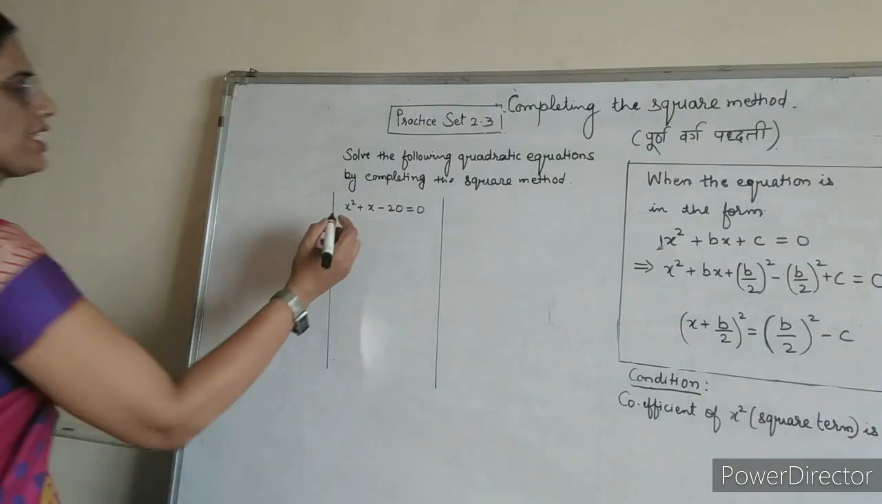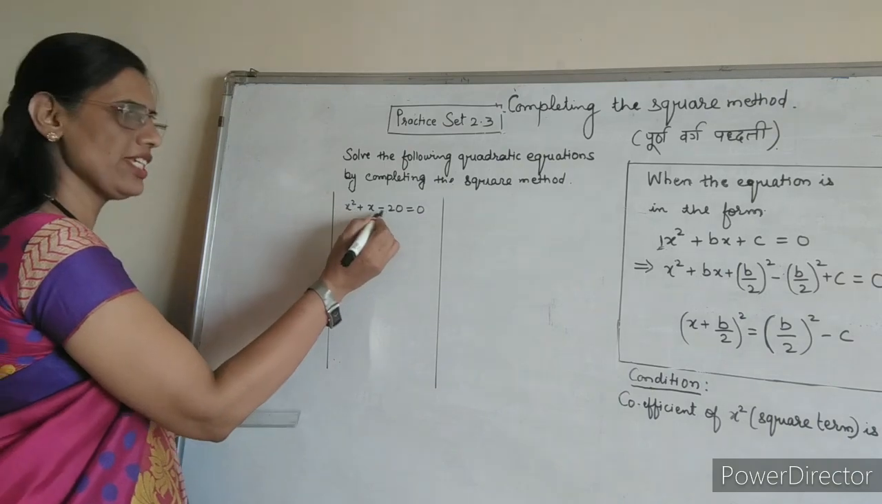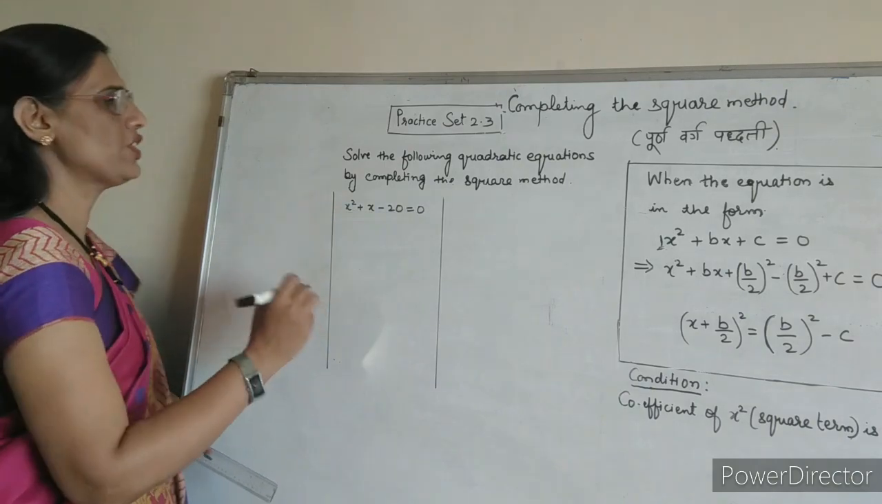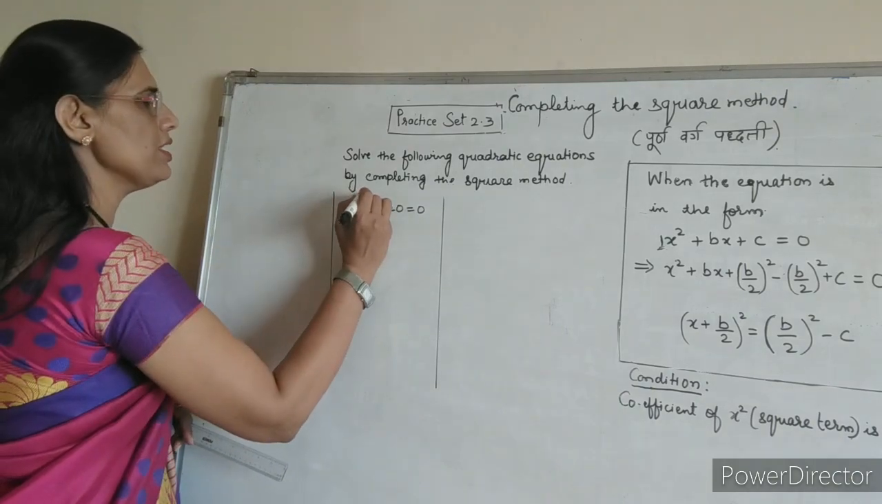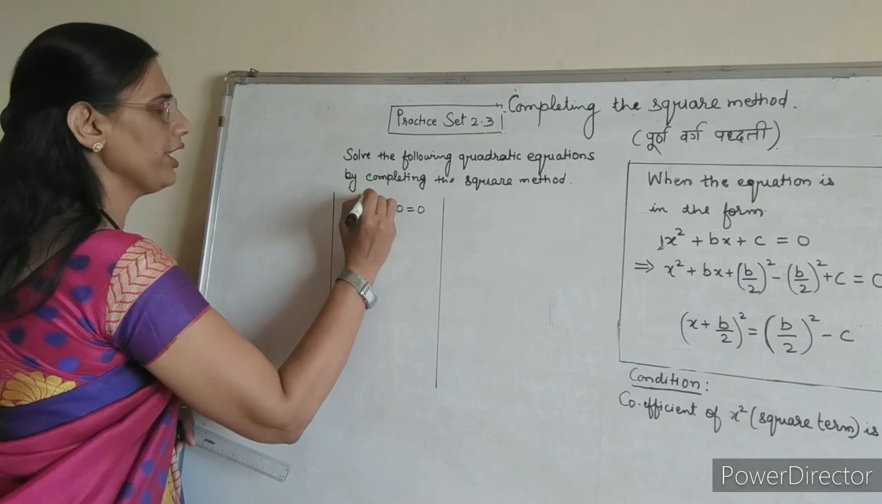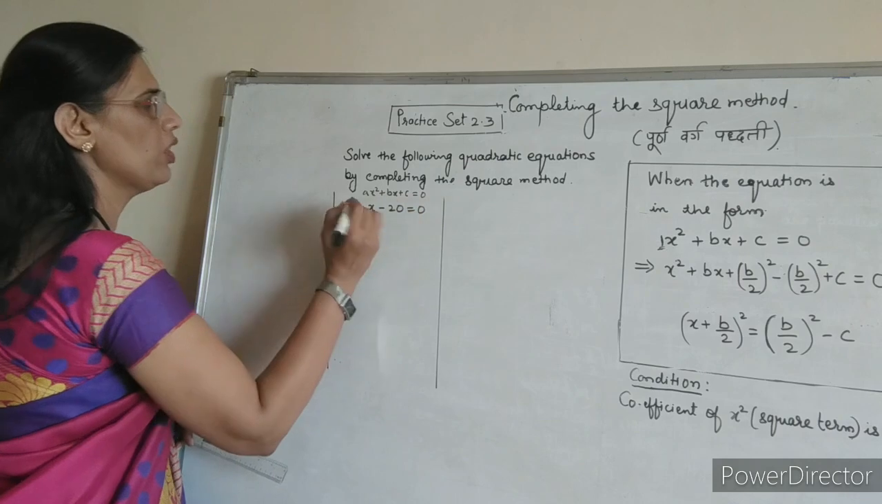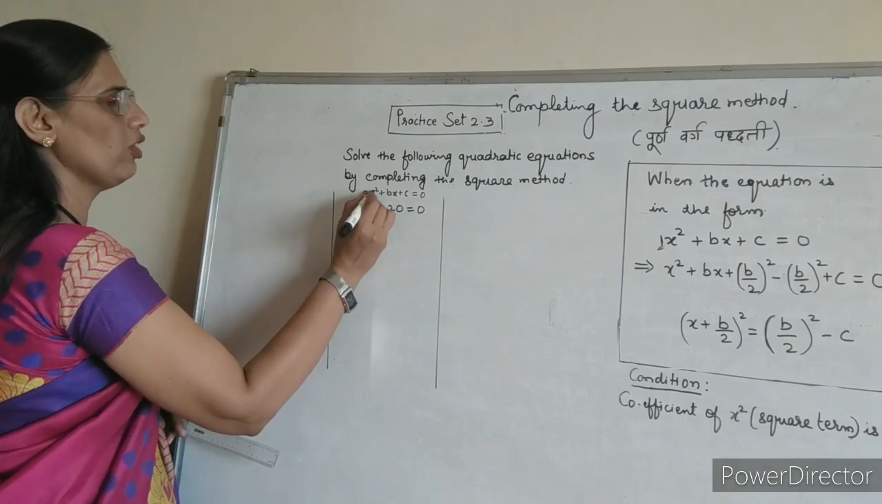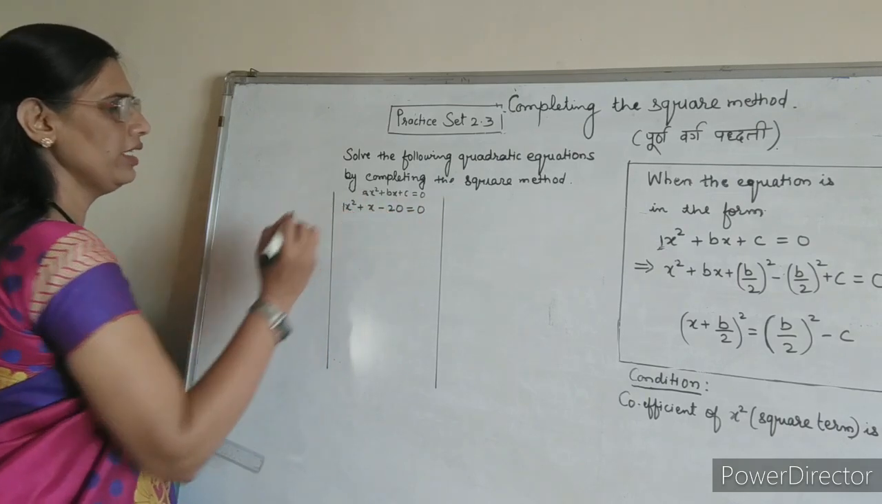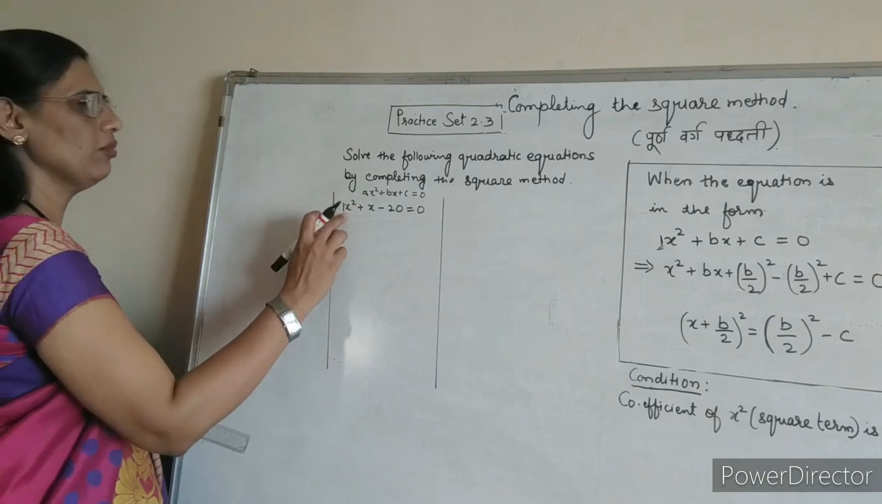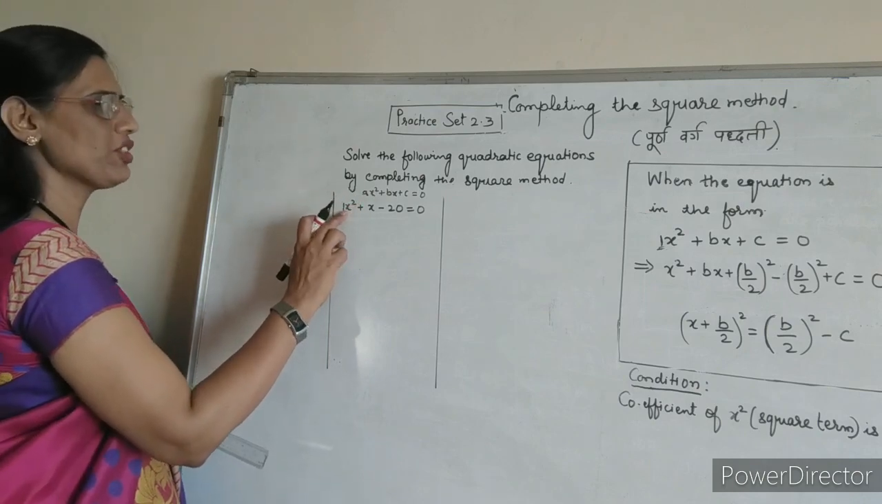Let us solve this example. The example is x square plus x minus 20 is equal to 0. Compare this with the general form of a quadratic equation, ax square plus bx plus c is equal to 0. Here we want the coefficient of the square term to be 1. That is satisfied; the coefficient of the square term is 1.